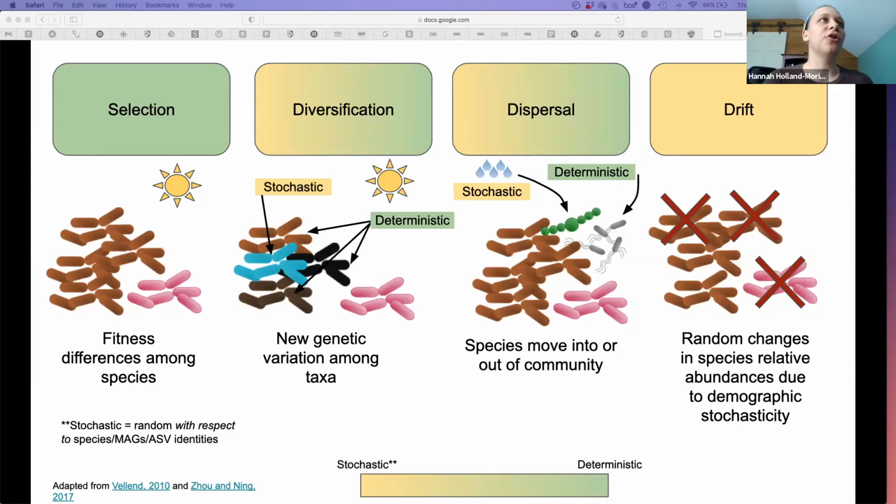So I think the way to handle this is to turn it into a 3-step process, where the first step is to make sure that you understand the role of diversification. Once you have ruled that out or accounted for that, then you can go ahead and look at selection, dispersal, and drift.